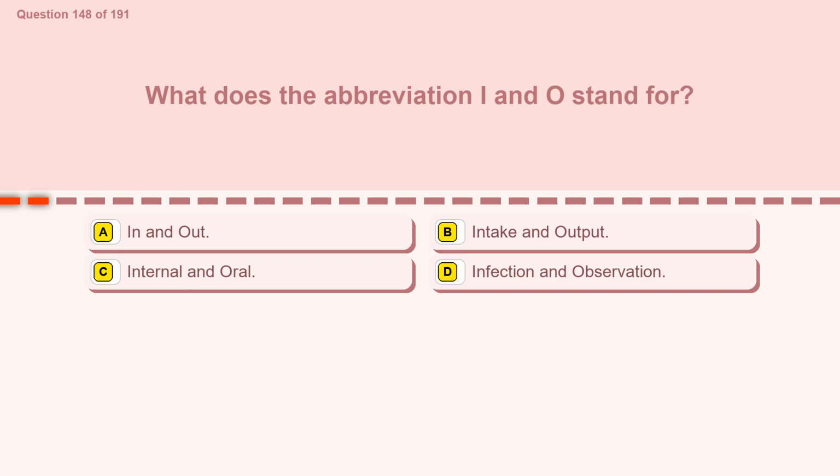Question 148. What does the abbreviation I and O stand for? Option A, in and out. Option B, intake and output. Option C, internal and oral. Option D, confection and observation.